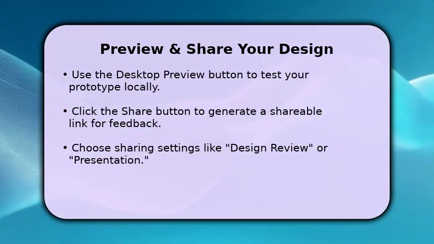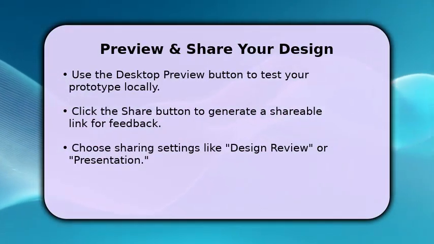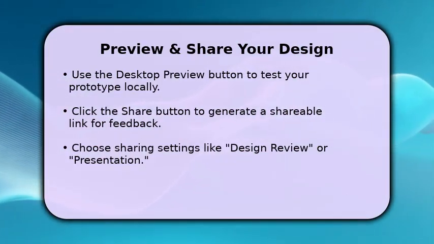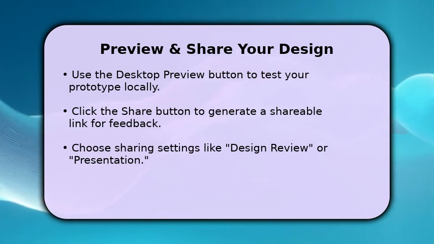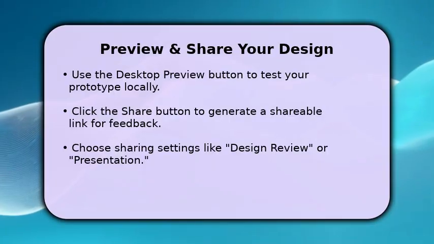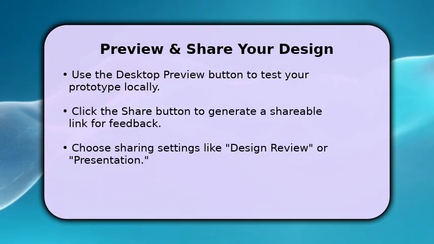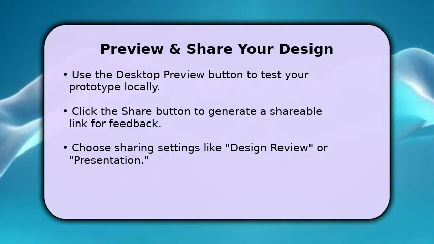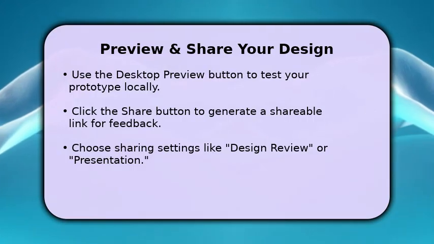After building your prototype, it is crucial to test and share it. Click the desktop preview button, located at the top right, to interact with your design locally and catch any issues. When ready for feedback, use the share button to generate a secure, shareable link. You can choose settings like Design Review or Presentation. This allows stakeholders to view your prototype and provide comments directly, streamlining your design iteration process.